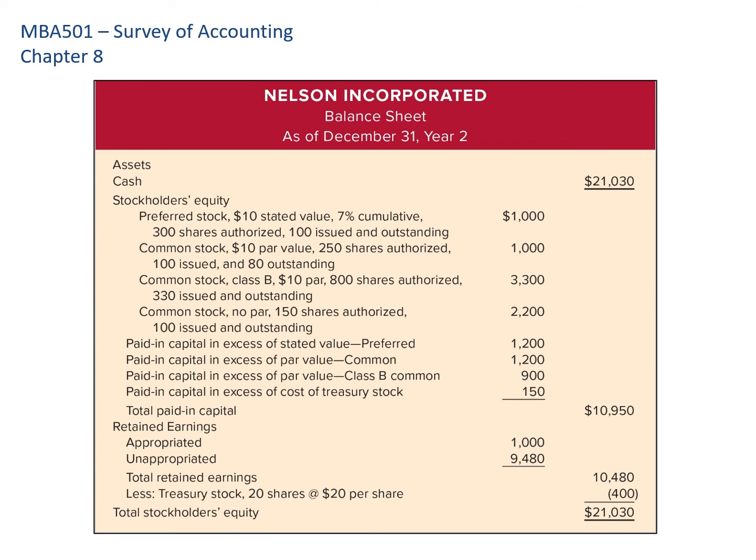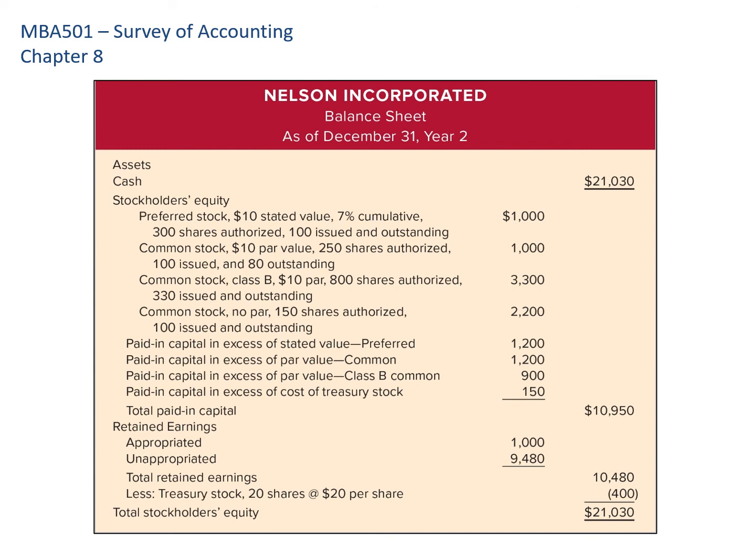Again, in that first one there, common stock $10 par value, 100 shares issued, 80 outstanding. That tells me that at least 20 shares were bought back as treasury stock. If you look down to the bottom, you can see that there. So that totals all that, and then they show the paid-in capital for each of those different categories separately.